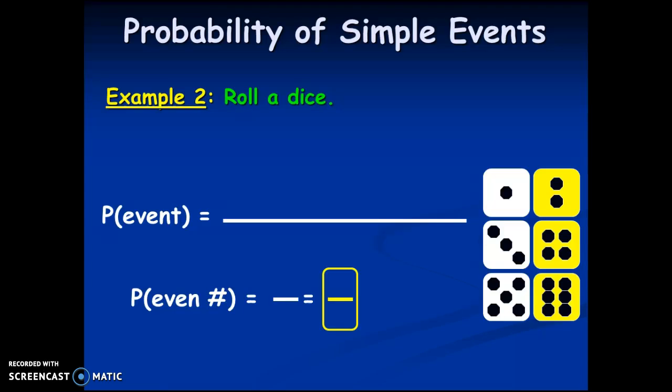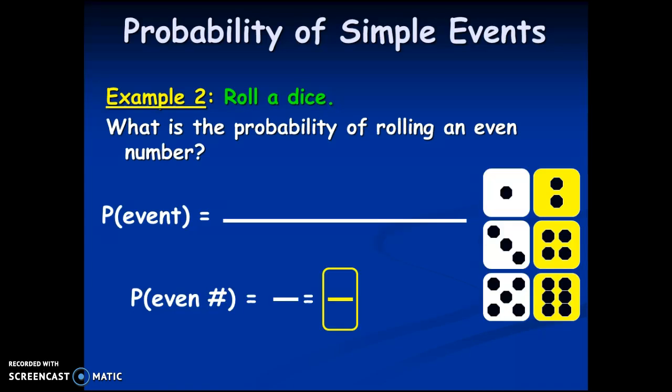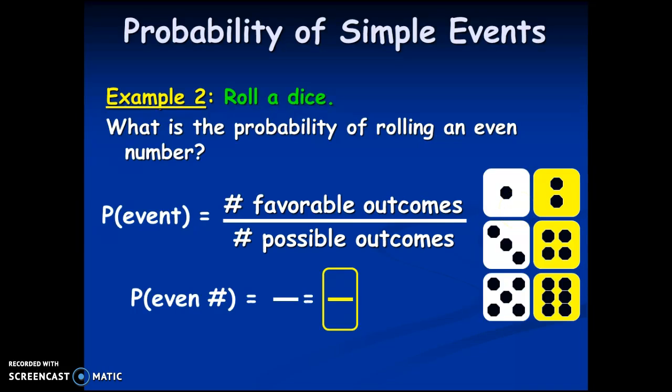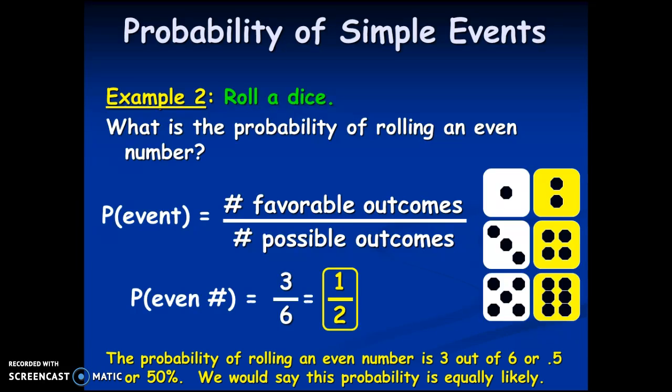Okay, again, rolling a die. This time, we want to know the probability of rolling an even number. We have 3 even numbers, so our favorable outcomes are 3. We have 6 total outcomes, so our possible outcomes are 6. So we have 3 out of 6, and then we have to reduce that. Our probability of rolling an even number is 1/2. So we would say this probability is equally likely.